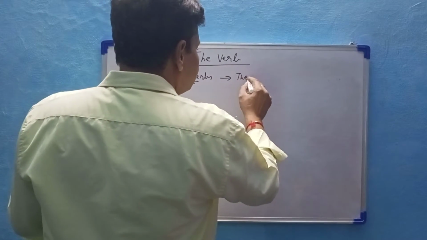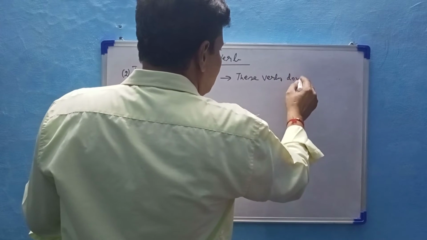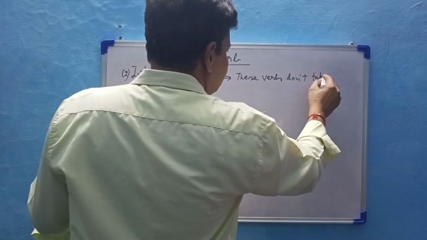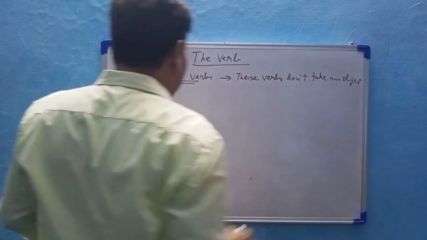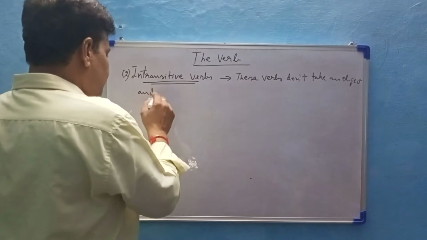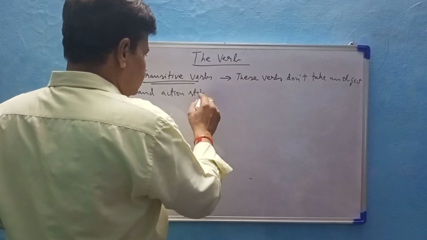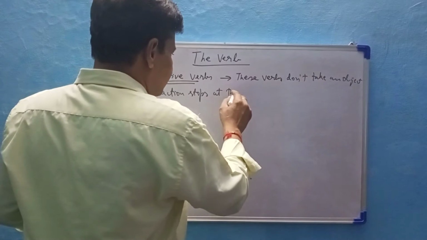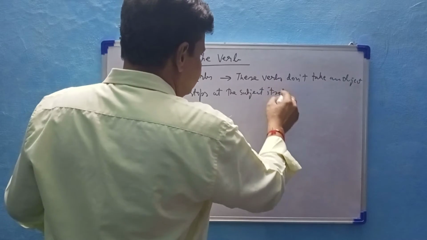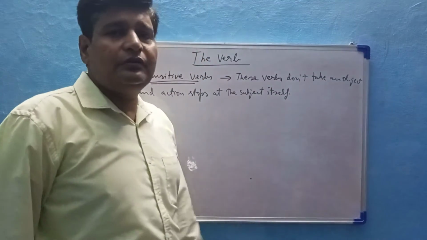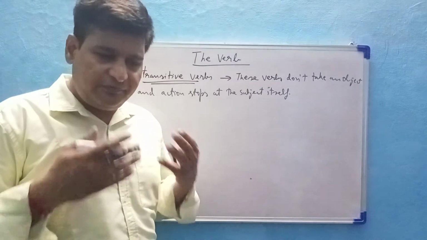These verbs don't take an object. And the action stops at the subject itself. That is, there is no passing over of action from the subject. There is no object at all.